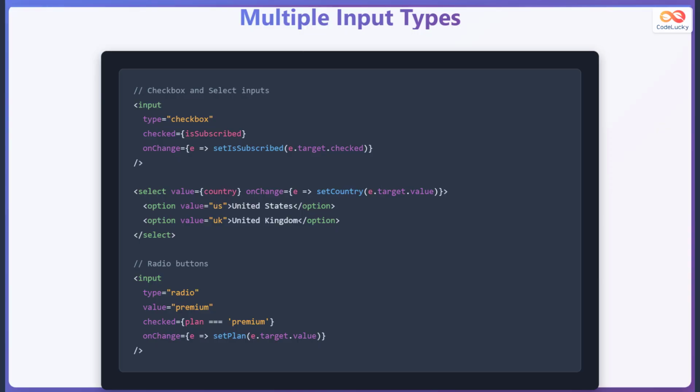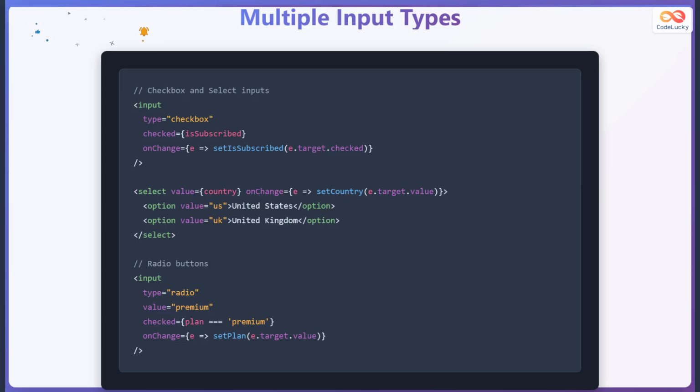Let's see how to handle multiple input types in React forms. Here's how you can handle checkboxes and select inputs. For a checkbox, we bind the checked property to a state variable called isSubscribed and update the state using setIsSubscribed when the checkbox value changes. For a select input, we bind the value property to a state variable called country and update the state using setCountry when the selected option changes.